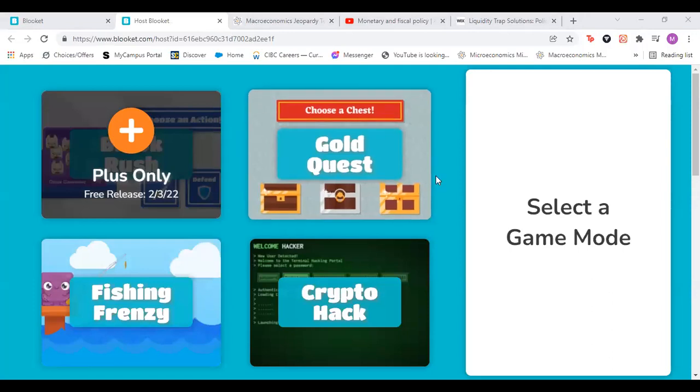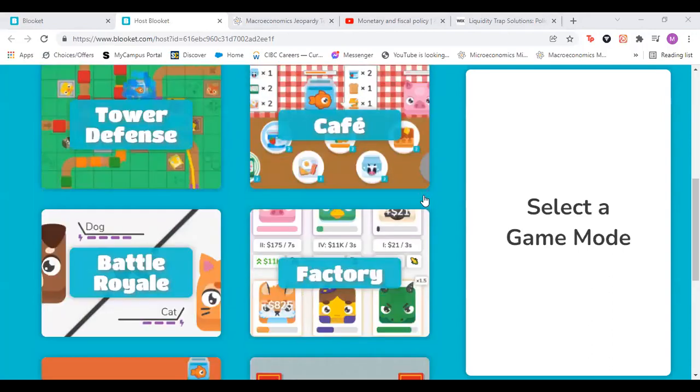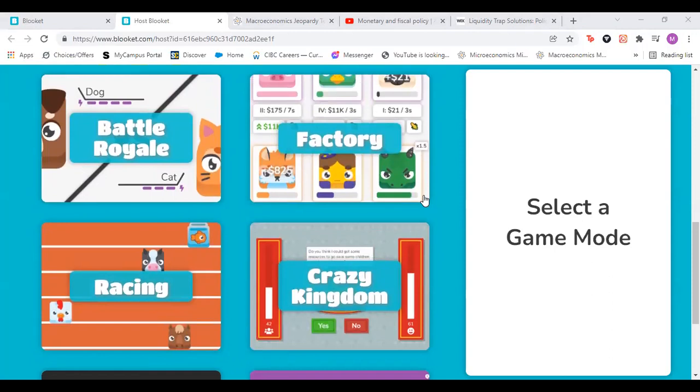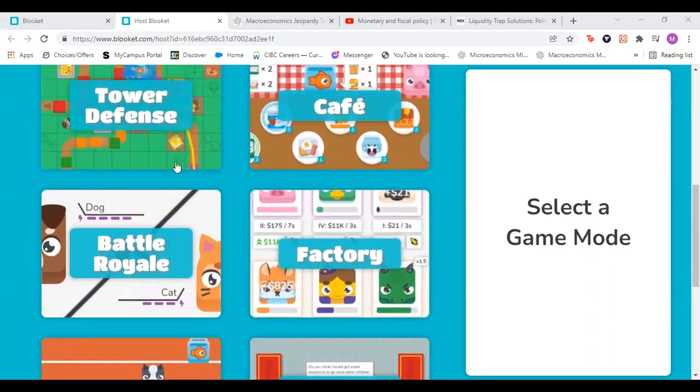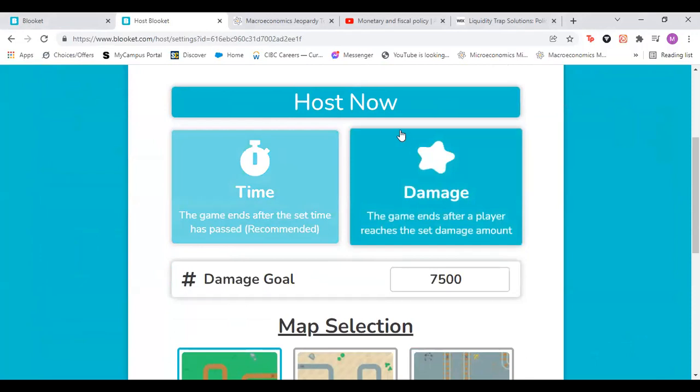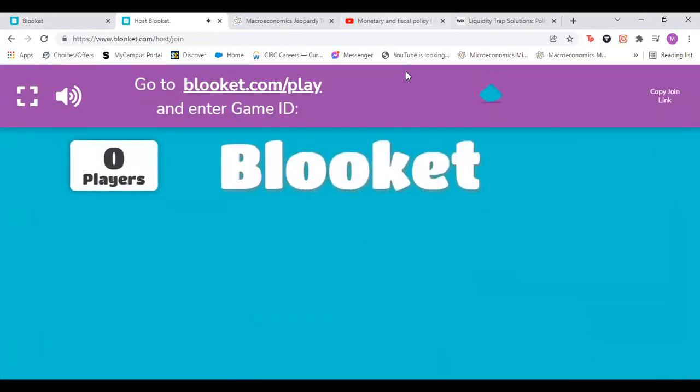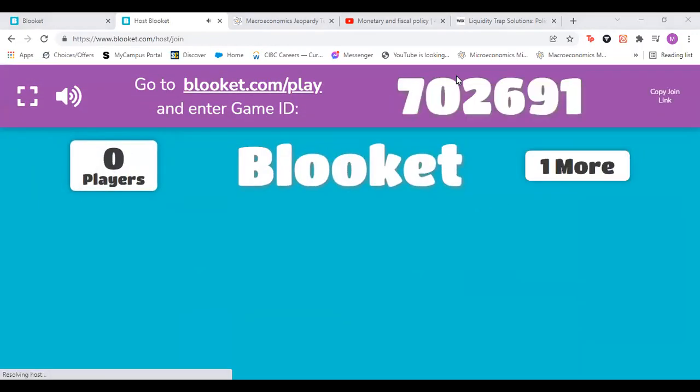So which one do you want to do this time? Gold Quest, Fishing Frenzy, Crypto Hack, Cafe, Tower Defense, Battle Royale, Factory Racing, or Classic? Tower Defense. Okay, we'll do that one. It's a great one. Yeah, it's a really good one. So let's do damage. What's really cool, it's like one of those tower defense games you play.